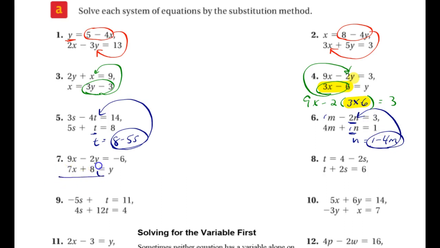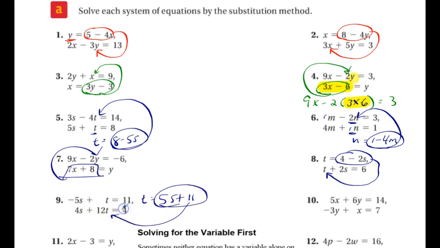Down here, looks like the y is already solved for, so I'll plug it into the top. And it looks like the top t is already solved for, so I'll plug it in to the bottom. This t I can solve for pretty quickly by adding 5s. So 5s plus 11, just a little bit of work before I plug into the bottom. This, a little bit of work, just add 3y to both sides before you plug it into the top, x.